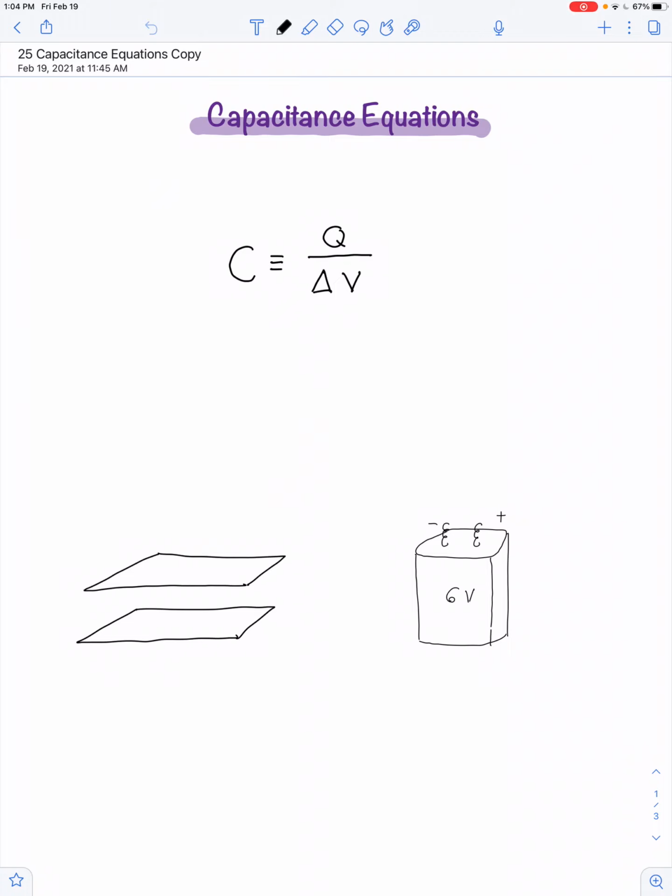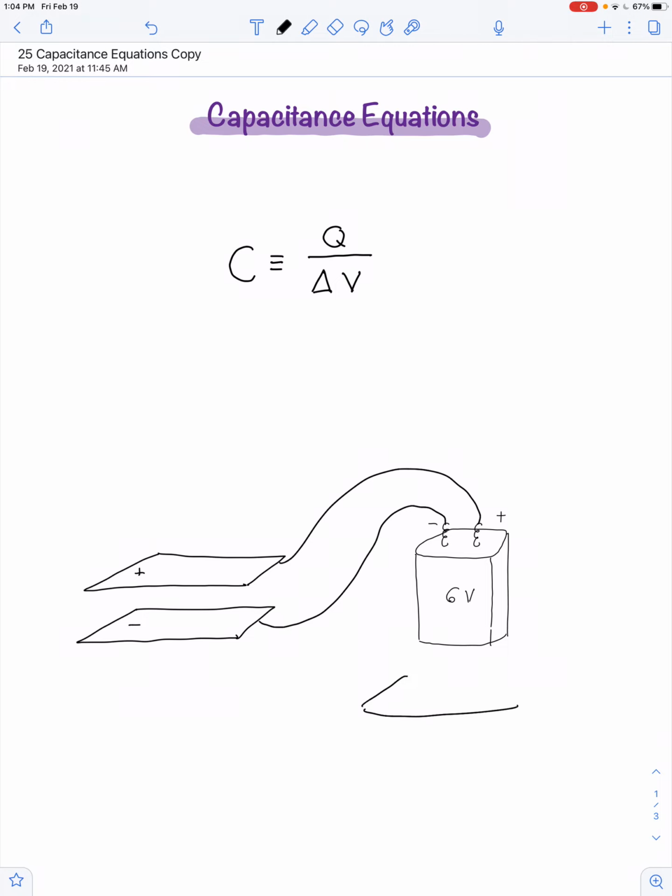Let's say we take a 6-volt lantern battery and connect a wire from the negative terminal to one plate of a parallel plate capacitor and the other wire from the positive terminal to the other plate. Then the top plate is lacking in electrons and becomes positively charged. Those electrons are moved or conducted to the negative plate.